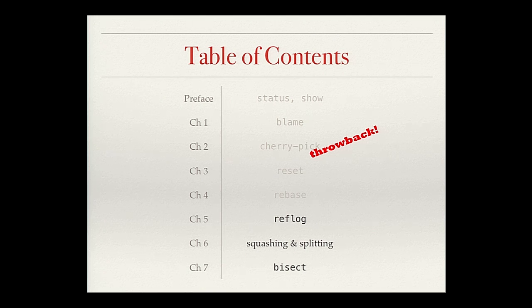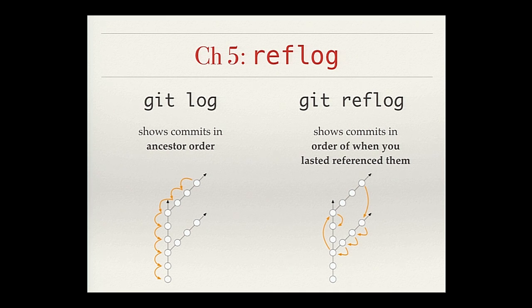So if you're changing history, the reflog is going to be your best friend, because the reflog is going to save your ass, I guarantee it. When you run git log, it shows you the commits on your branch in ancestor order, which means you're going back from parent to parent to parent. When you're running reflog, it's the same basic concept, but it's going to show you the commits in the order that you last referenced them.